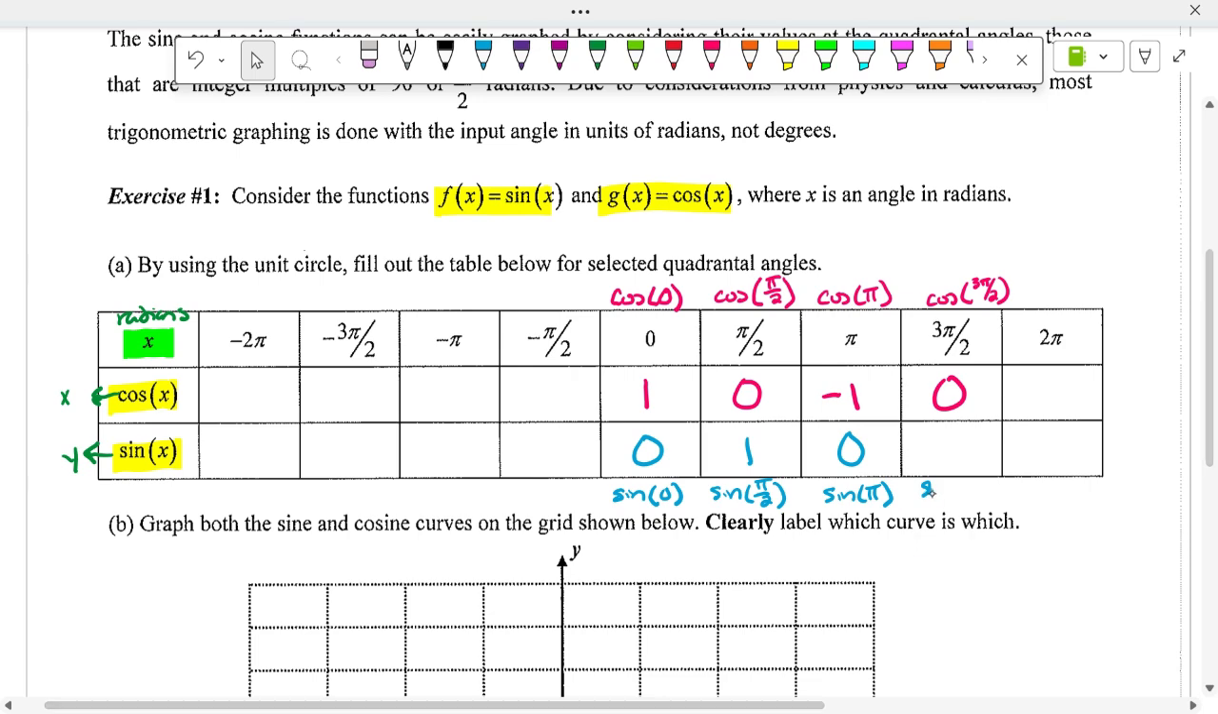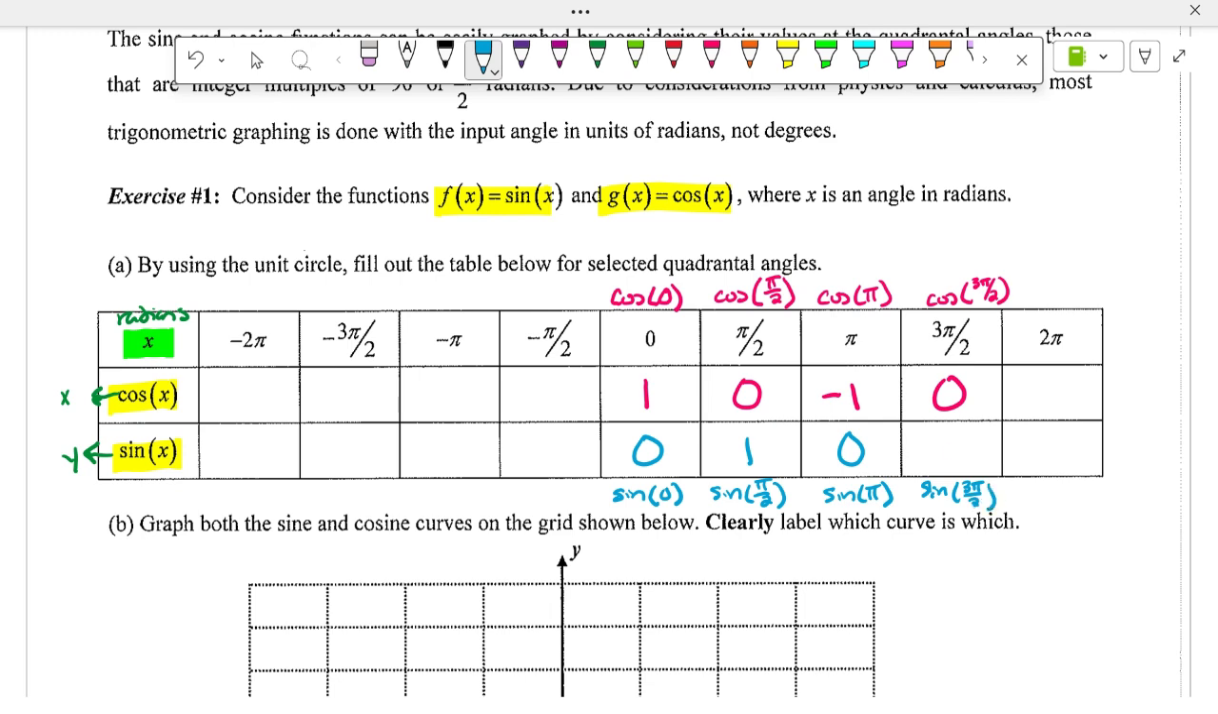So sine of 3 pi over 2 would be -1. Good. Then finally, cosine of 2 pi would be what? We're back at 1. So that means sine of 2 pi, we're back at what? 0. Now for the negatives, okay?